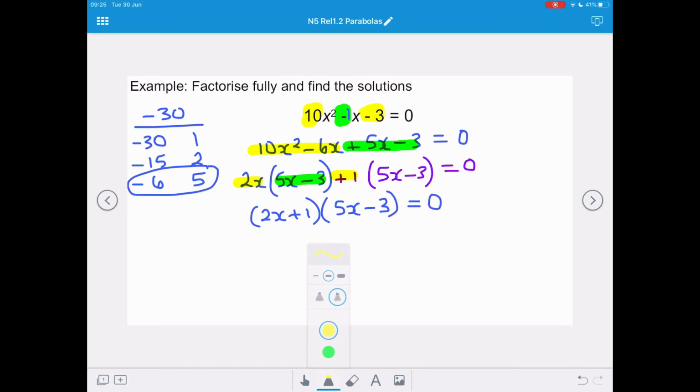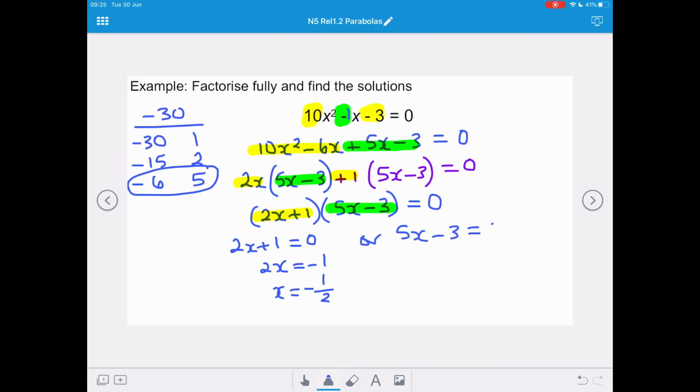So 2x plus 1 has to equal 0, or 5x minus 3 has to equal 0 to find the solutions to this trinomial. So 2x plus 1 equals 0. We're going to take away 1 to give us 2x equals negative 1, and x is going to equal negative 1/2. And then we've got 5x minus 3 equals 0. We're going to add 3 to get 5x equals 3. And divide by 5 to get x equals 3 over 5. And so x equals negative 1/2, and 3/5 are the solutions to this equation.